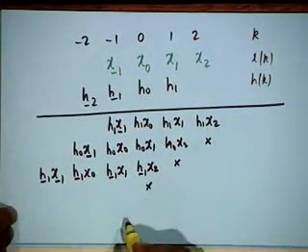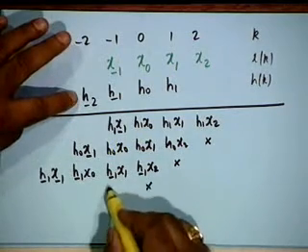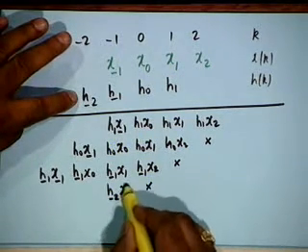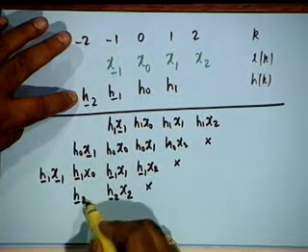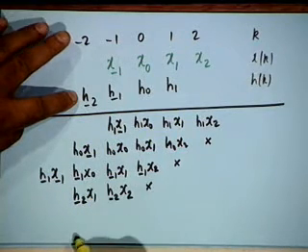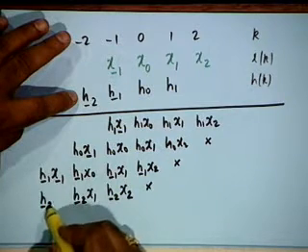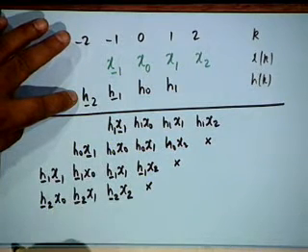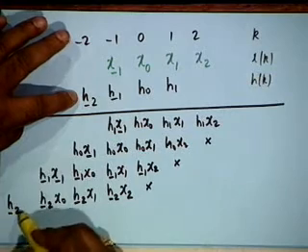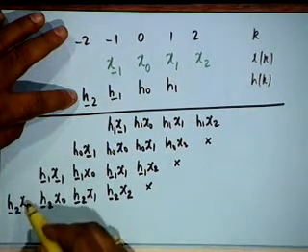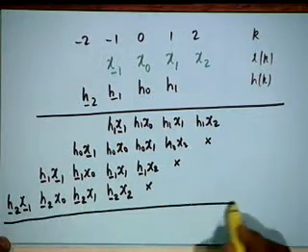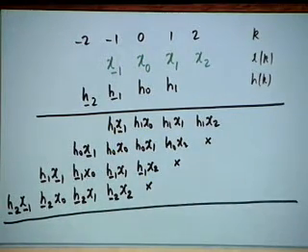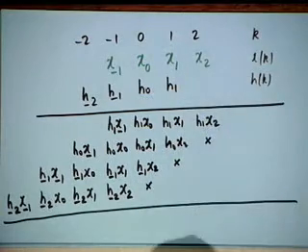The next row, the h of minus 2. So you take h of minus 2 x2, h of minus 2 x1, h of minus 2 x0, and h of minus 2 x of minus 1. Then you add. You add column by column.